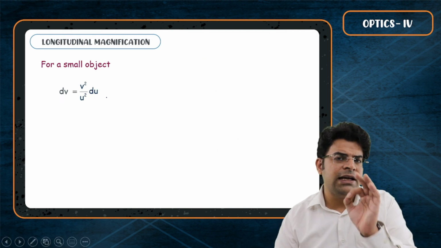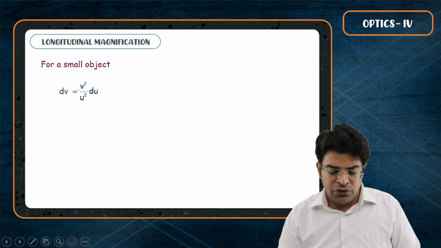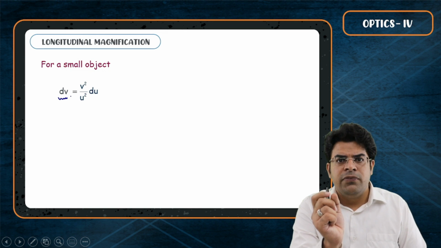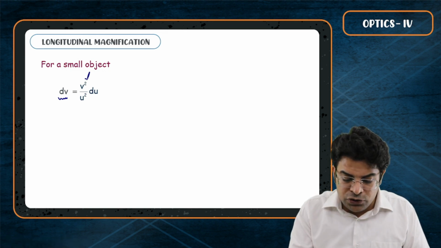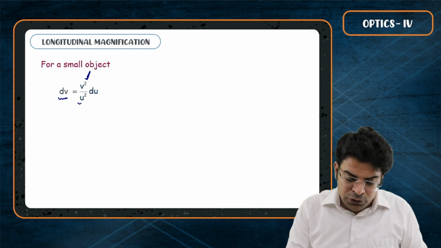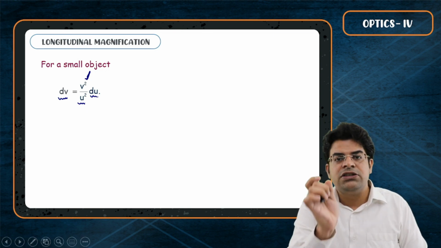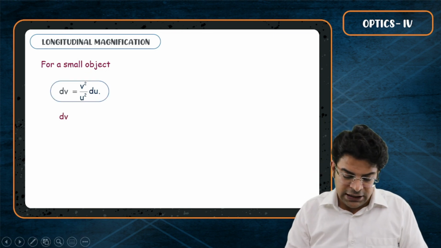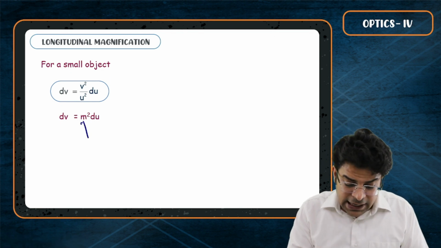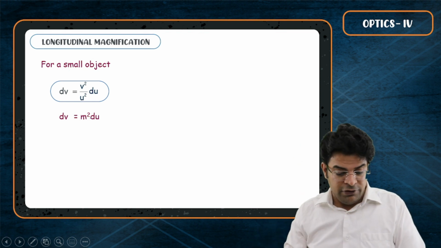We have learned the same thing for mirrors. In mirror, there was a minus sign here. Now you can say that the infinitely small length of image equals the position of image with respect to optical center whole square upon the position of object with respect to lens whole square multiplied by infinitely small length of object. So you will say that dv equals m square du. Do understand that this m is the transverse magnification, not at all longitudinal magnification.